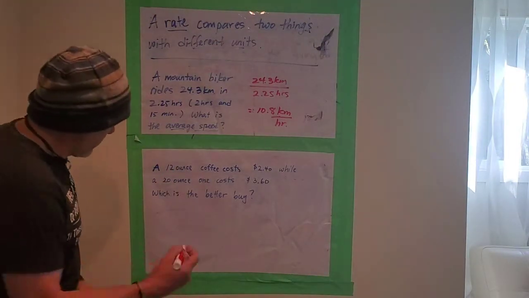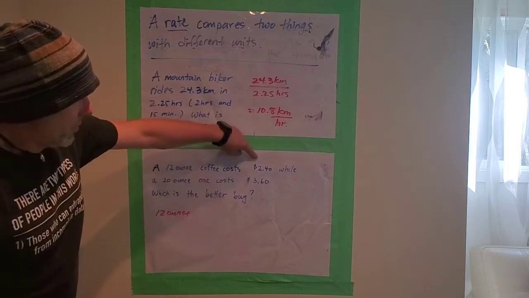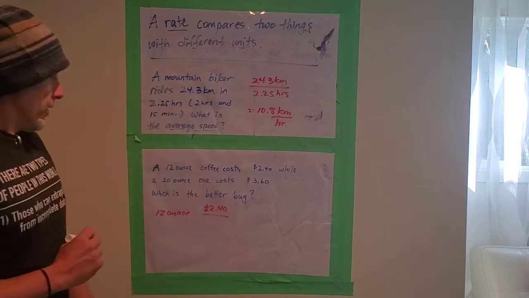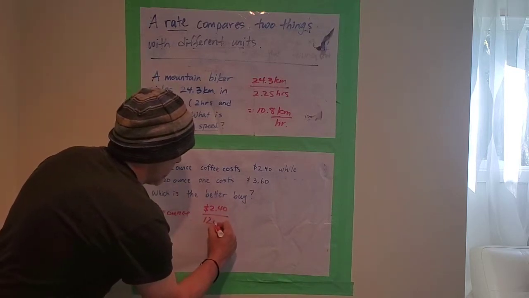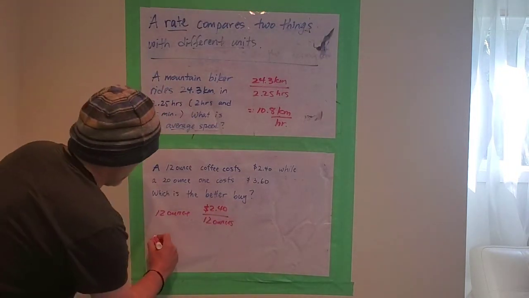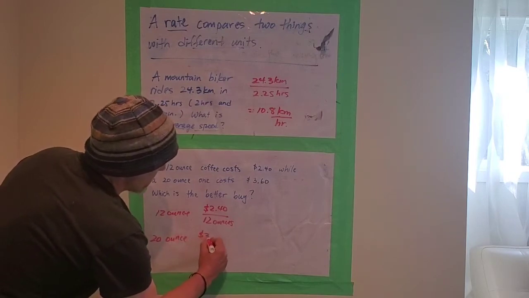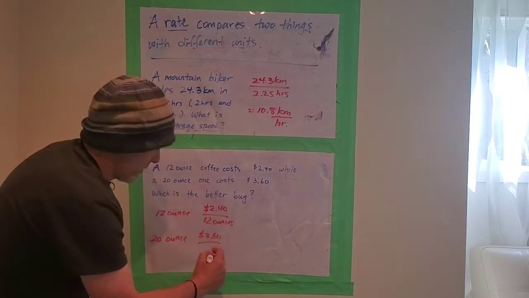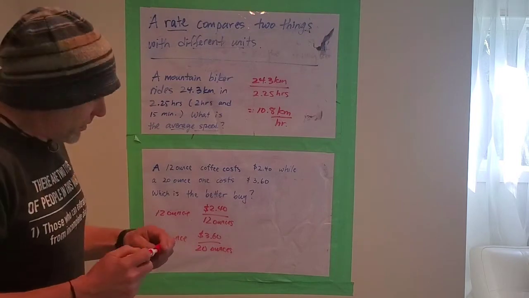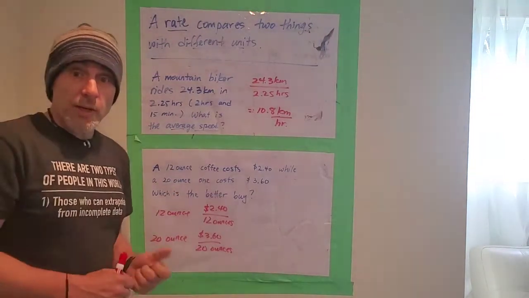If we look at the 12-ounce one, the smaller one, I'll just write 12 ounce here. It costs $2.40 per 12 ounces. So this is a rate, but it's hard. And the 20-ounce one costs $3.60 per 20 ounces. So these are the two rates, but it's hard to compare them without making them into unit rates. So what we want to do here is make these into unit rates.